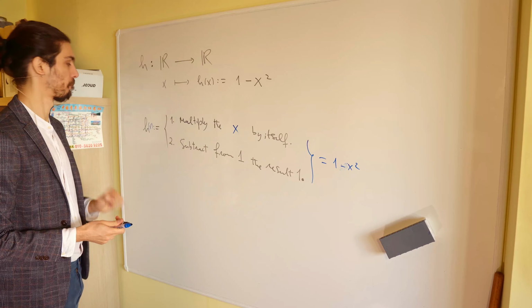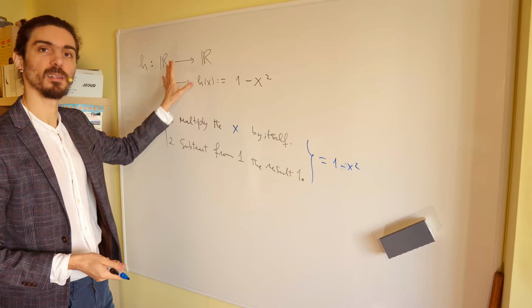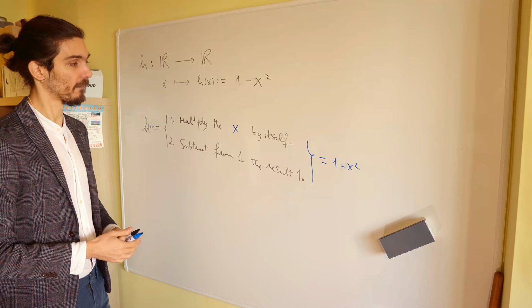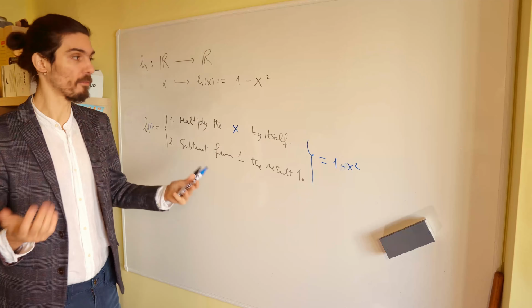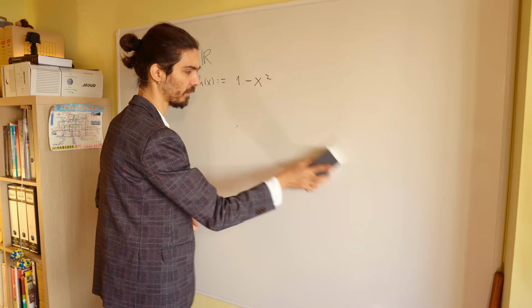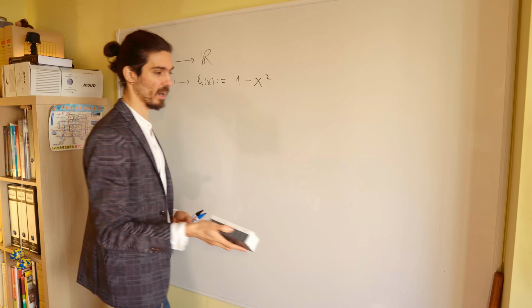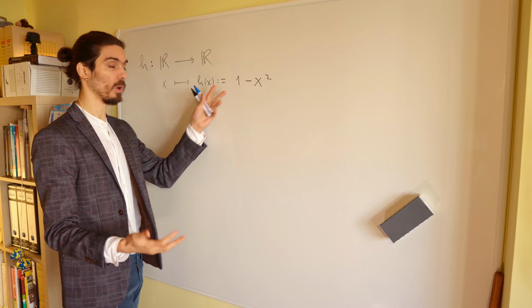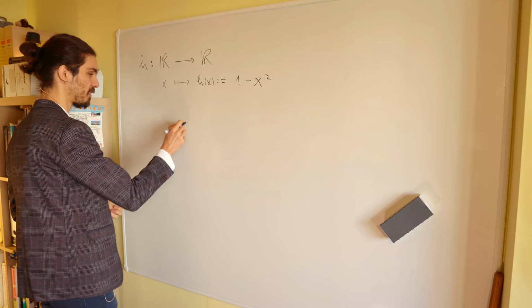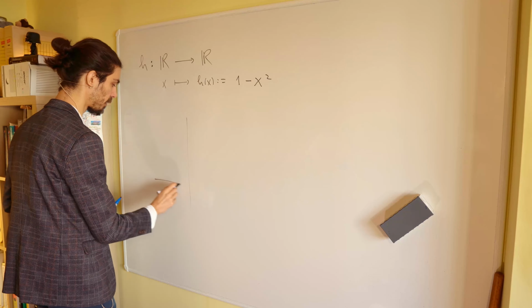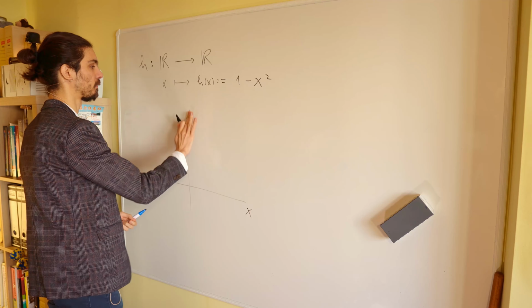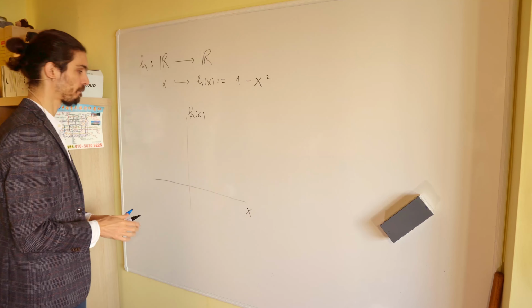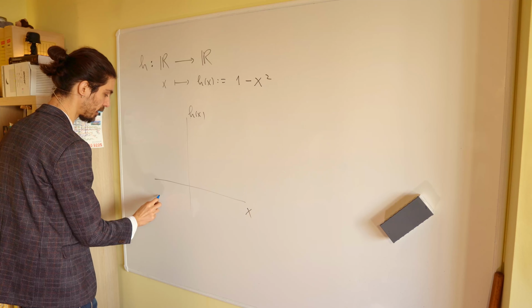Well, now that we have the procedure and a better understanding of what this thing is supposed to mean, let's now try to make a graph for it. I'm going to give you the graph, and then let's try to relate the information in the graph with this, because this graph is a little bit more complicated. So we have the horizontal axis and the vertical axis. This is where x lives. This is where h of x lives here. And the graph is like this.